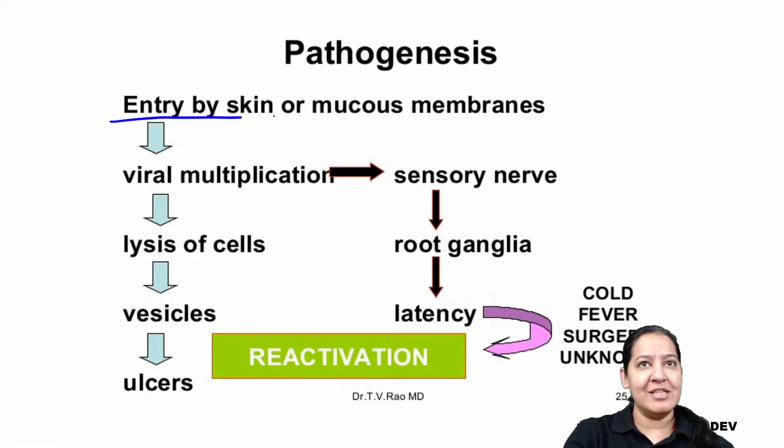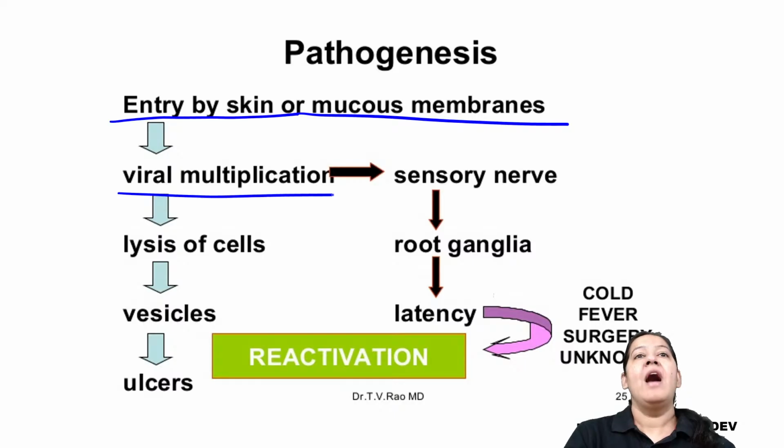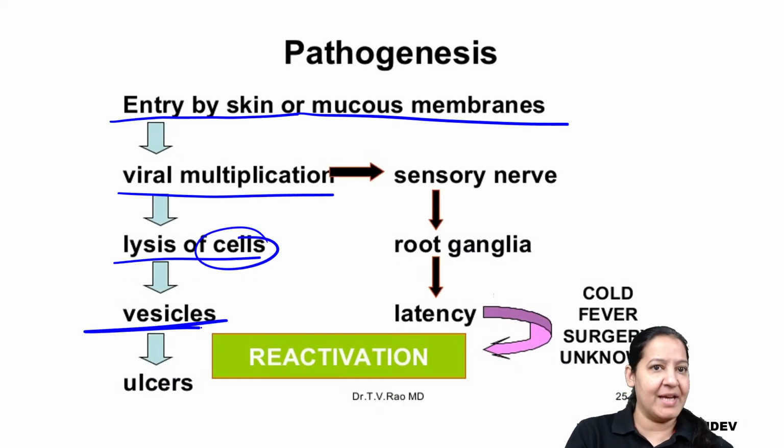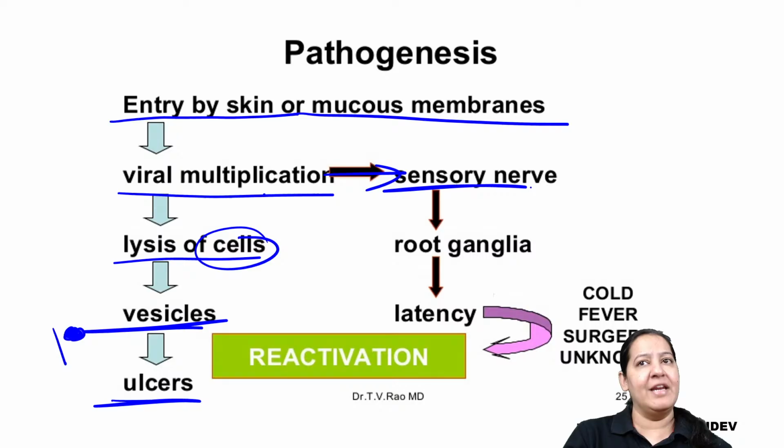So entry of the virus is by skin or by mucous membrane. Then virus multiplication in the blood. After multiplication in the blood, it comes into the cells of the skin. It forms vesicles. It causes ulcers. So this is primary infection. From here, the virus goes to the sensory nerves.